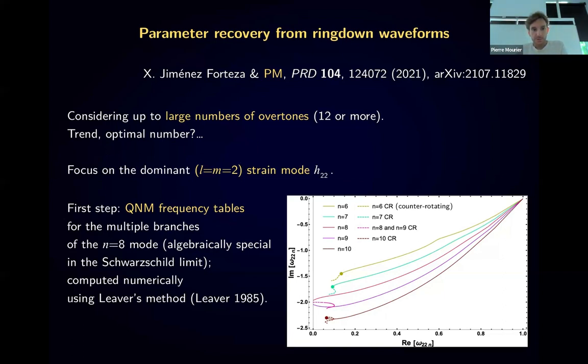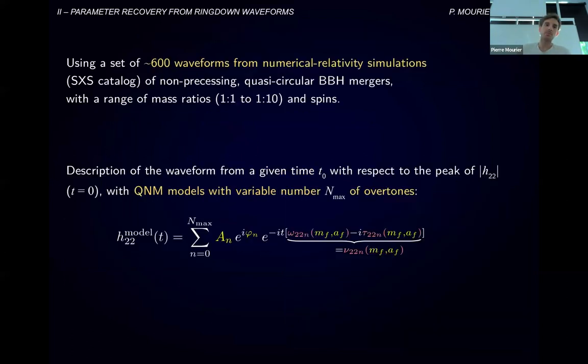The first step was to compute frequency tables for a special n equals 8 quasi-normal mode that has multiple branches and an unstable limit. That was discussed a bit in the literature, but we couldn't actually find values for it. We then used a few hundred waveforms from numerical relativity simulations that we took from the SXS catalog, covering a range of mass ratios and spins in our case.